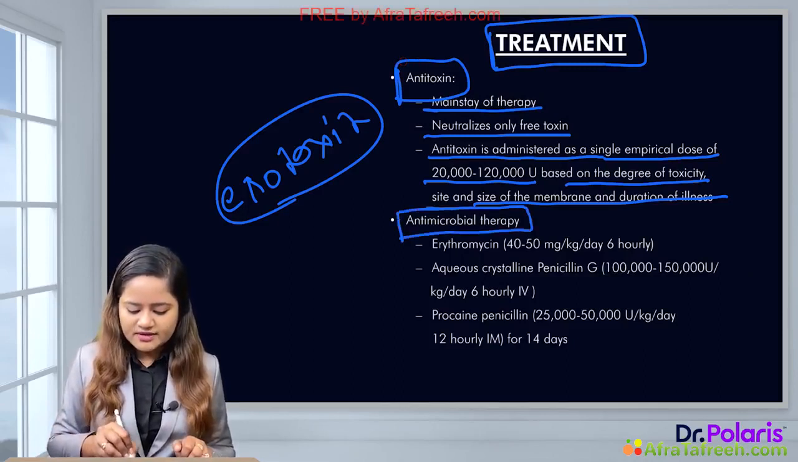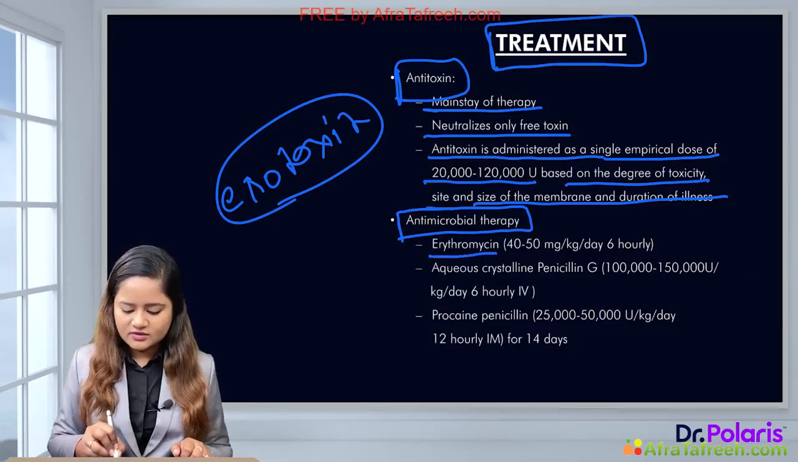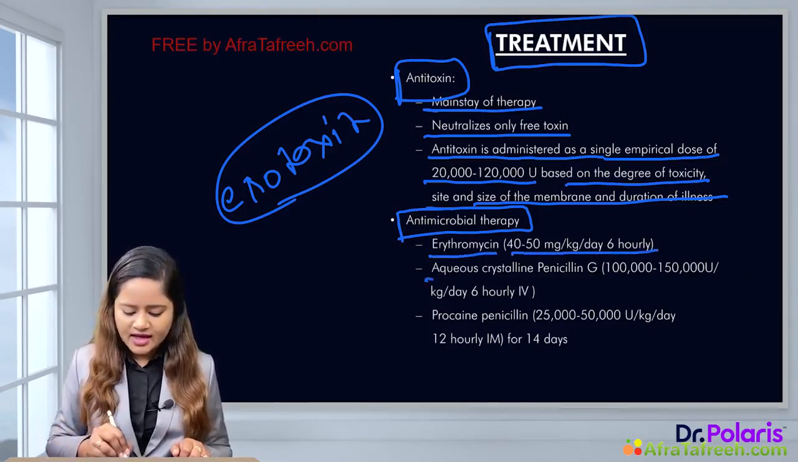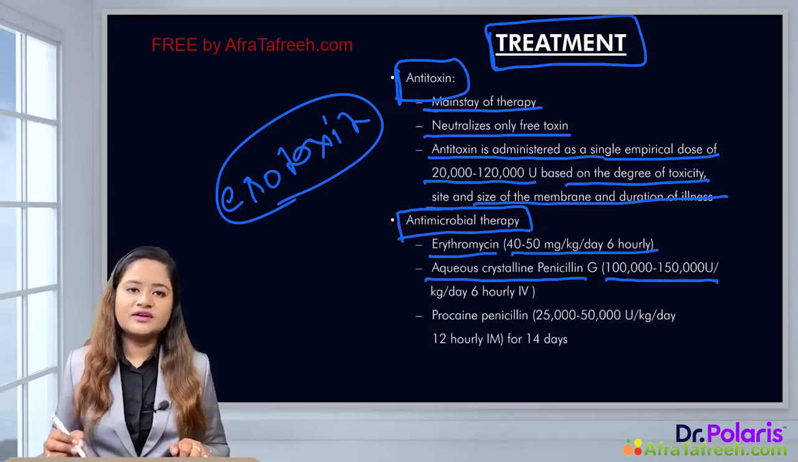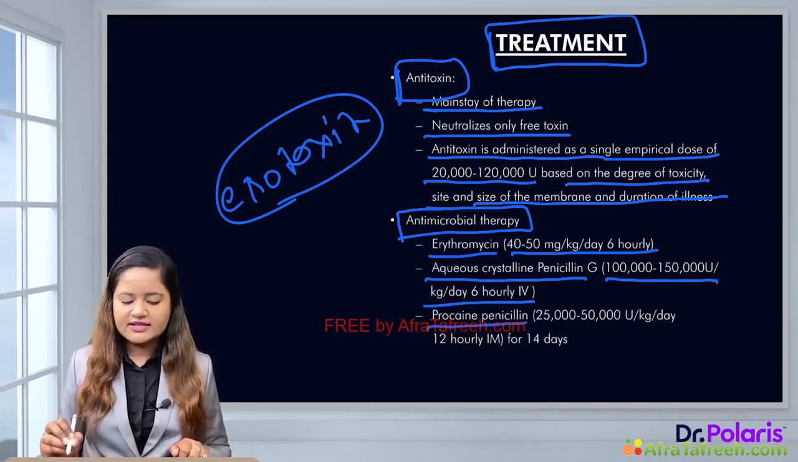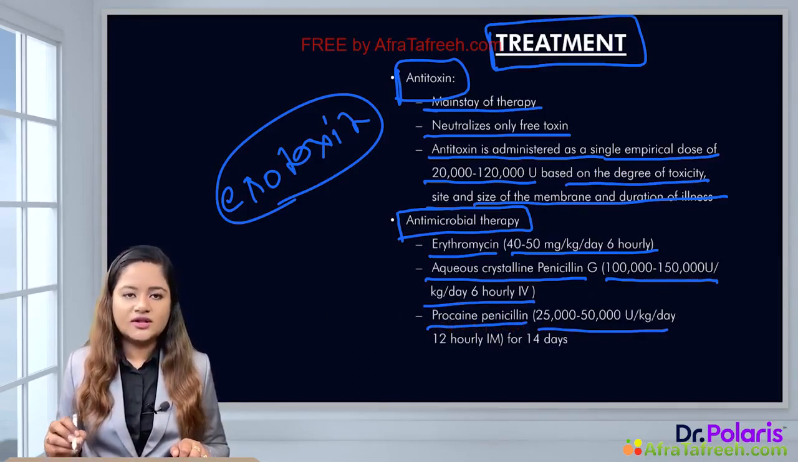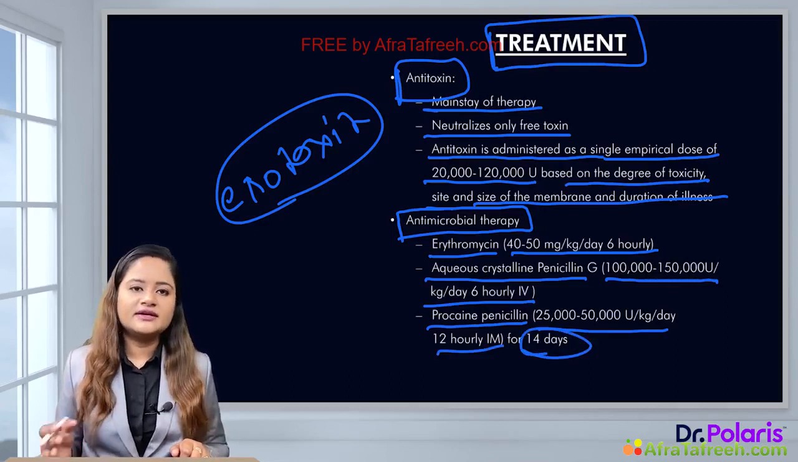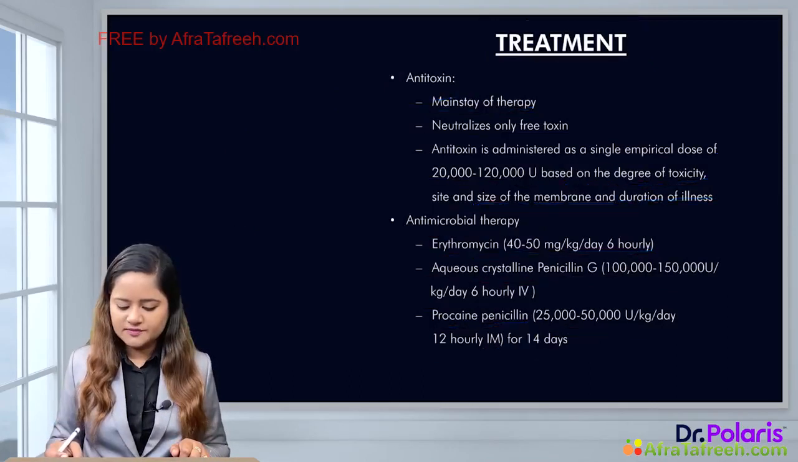Another method of treatment is antimicrobial therapy. So we can start erythromycin at the dose of 40 to 50 mg per kg per day 6 hourly, aqueous crystalline penicillin G at the dose of 1 lakh to 1.5 lakhs per kg per day 6 hourly IV, or procaine penicillin at around 25,000 to 50,000 units per kg per day 12 hourly IM, for 14 days duration. So a good antibiotic coverage can also help in the treatment, but it is not a specific treatment for diphtheria.